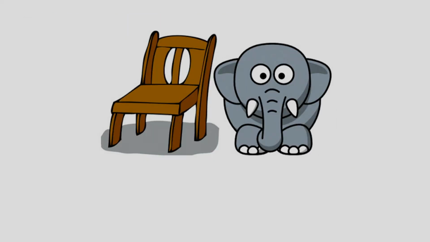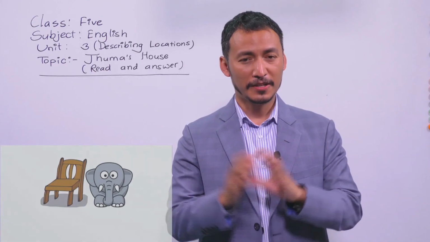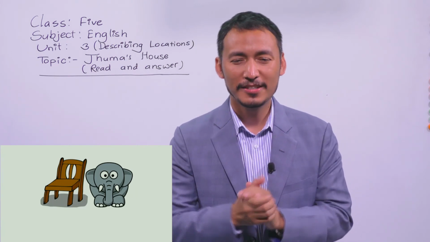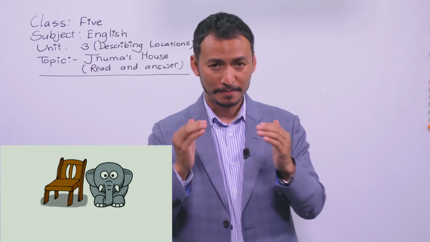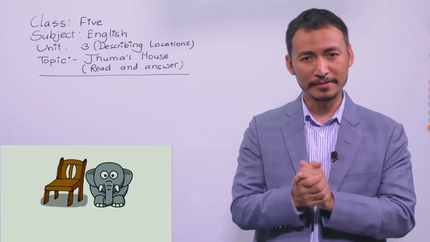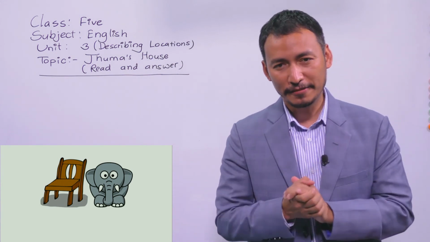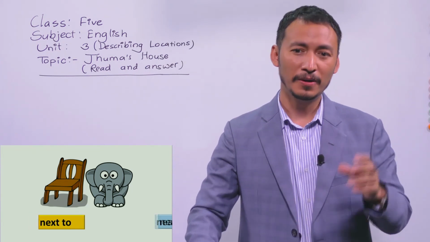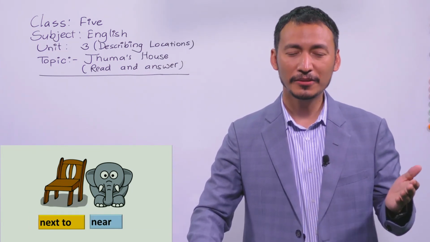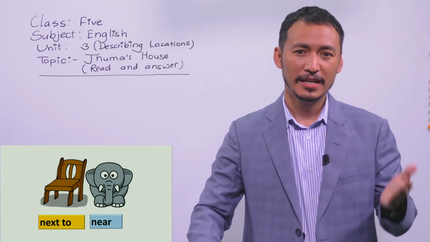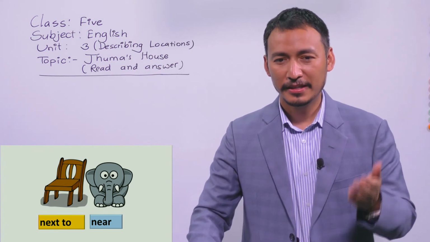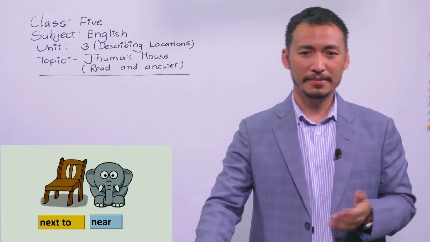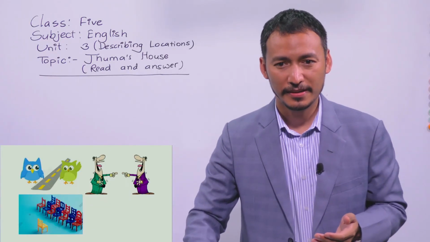Okay, let's see another one. Near and next. The concept of near and next means things or animals that are close enough. We say that they are next to or near. So the elephant is near the chair. Or you can even say next to the chair.